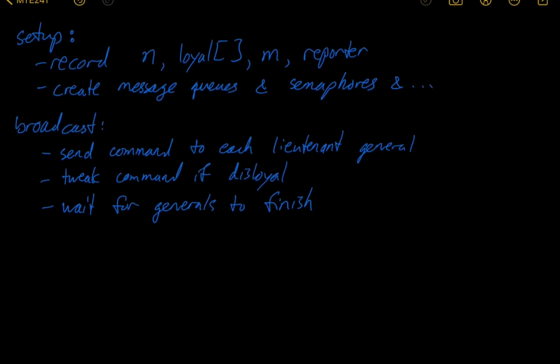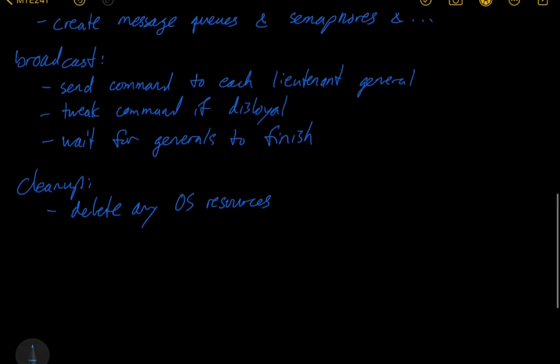Okay, so it waits for the generals to finish, and then it returns. So there's not much to be said for cleanup. Just delete any OS resources. So if you created message queues or created semaphores, you might want to delete them unless you're actually reusing the same ones for the other test cases. It's up to you. If you use malloc, I don't think you need to, but if you did, you'd want to free anything that you're not going to be using for the future test cases.